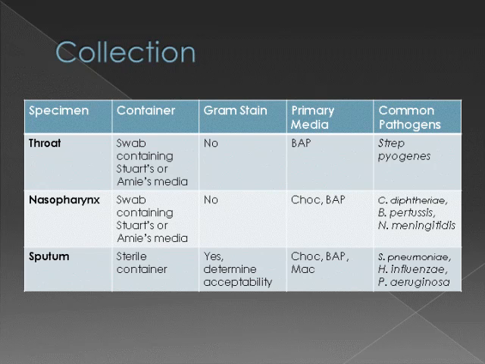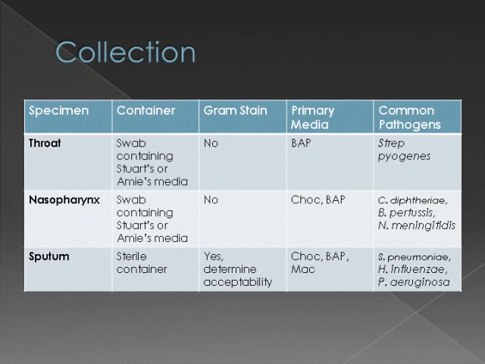The nasopharynx is also collected on a swab containing Stewart's or Amy's media. It's usually not gram-stained. It's plated to chocolate and blood agar, and common pathogens that we screen for are Corynebacterium diphtheriae, Bordetella pertussis, and Neisseria meningitidis.